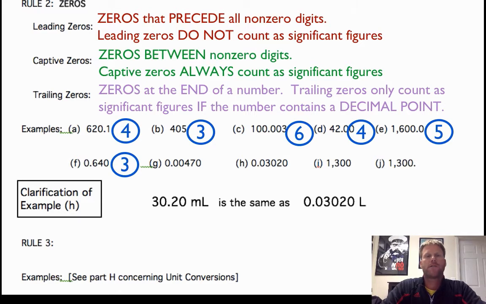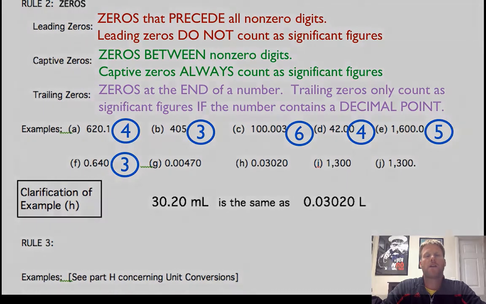Take the time to pause the video and try the remaining examples on your own. Seriously, pause the video and try G through J on your own.